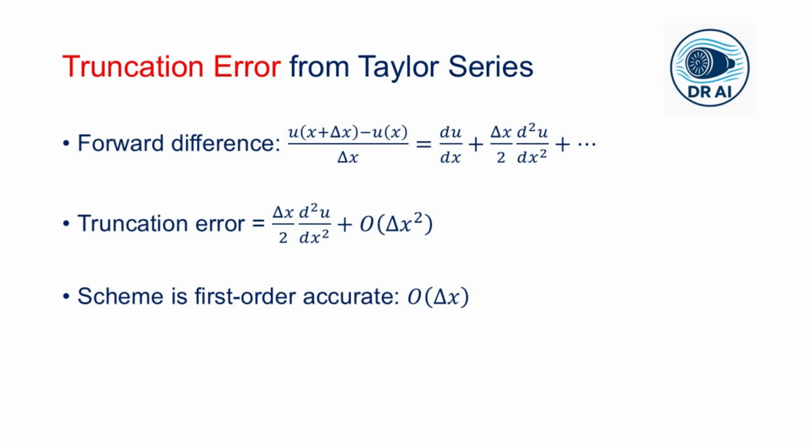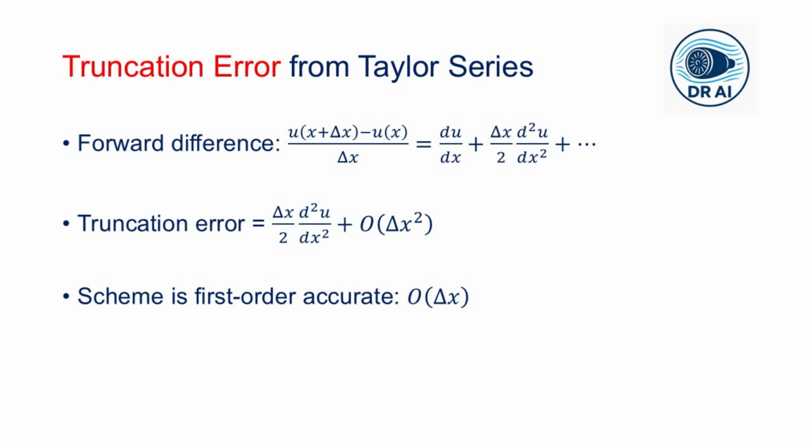To check consistency, we use a Taylor series expansion, considering the forward difference for the first derivative. We can expand, subtract, and ultimately divide by delta x. The terms beyond du/dx form the truncation error. The leading term is (delta x/2) d²u/dx², because it contains delta x to the first power, so we say that this scheme is first order accurate.